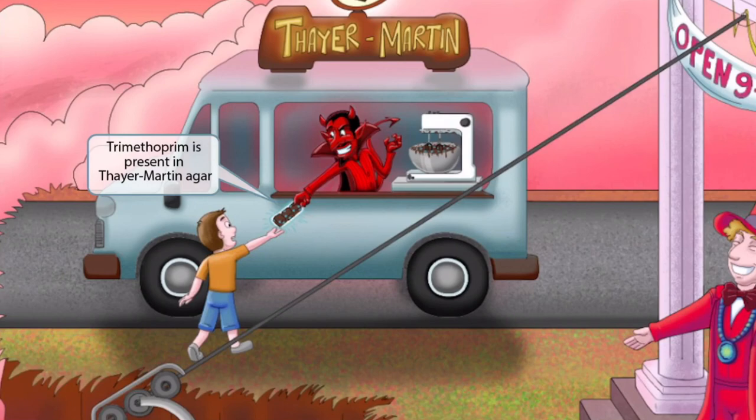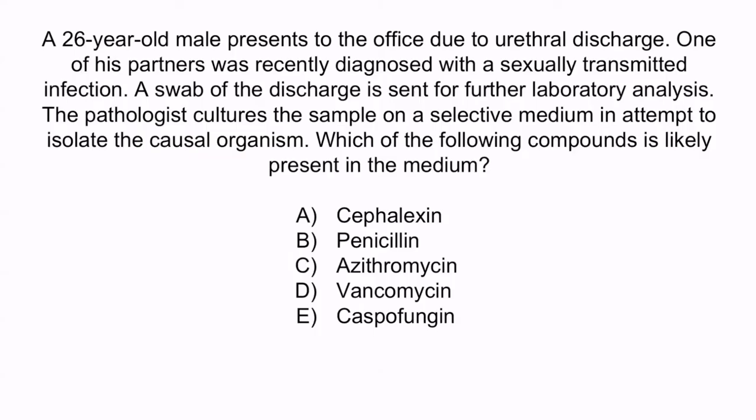Okay, now that we've covered the image, let's do a question. A 26-year-old male presents to the office due to urethral discharge. One of his partners was recently diagnosed with a sexually transmitted infection. A swab of the discharge is sent for further laboratory analysis. The pathologist cultures the sample on a selective medium in an attempt to isolate the causal organism. Which of the following compounds is likely present in the medium?